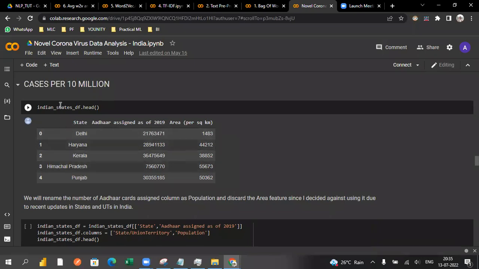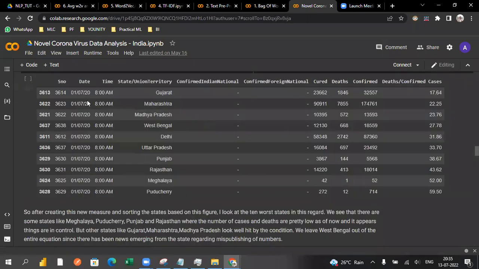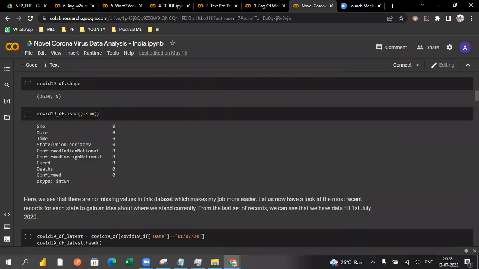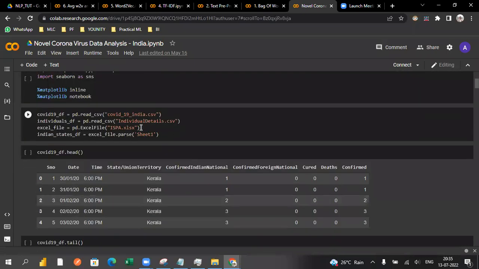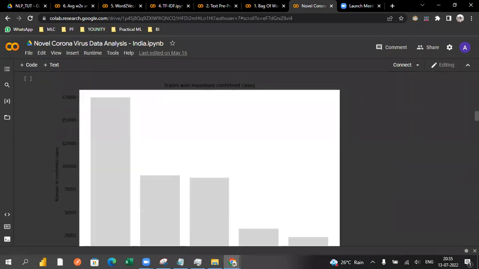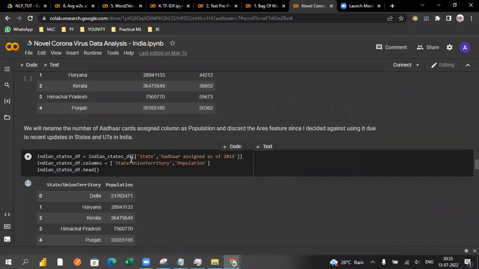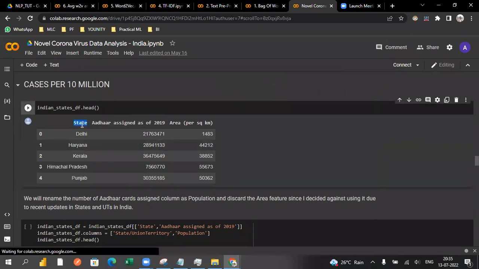So this is another data frame we are going to get, Indian states. Let's go and check that out. I think we have a CSV file only. Sorry, this is an Excel file, Sheet 1. In this Indian states data frame, we have state-wise Aadhaar cards assigned as of 2019, along with the area in square kilometers. So how many square kilometers of area according to the state. That is for the information, along with some other cards.